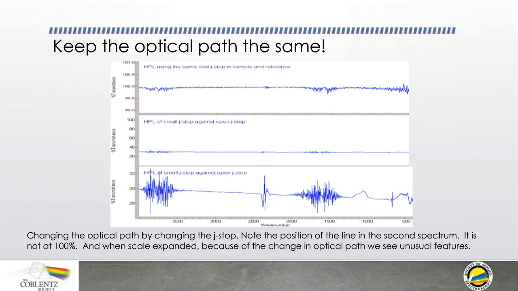In the middle one, if you look at it, it really doesn't look right. It looks funny in the middle of the spectrum around the CO2. The J-stops were not exactly the same. And when you blow that up, you can start to see that the water vapor has derivatized features. The CO2 has derivatized features. There's a funny lump. What's this due to? This is due to not keeping the optical path the same, so that the beam that was going through the spectrometer is not exactly the same, so that the detector is not seeing the light from the same geometry, and you're starting to get these optical effects.